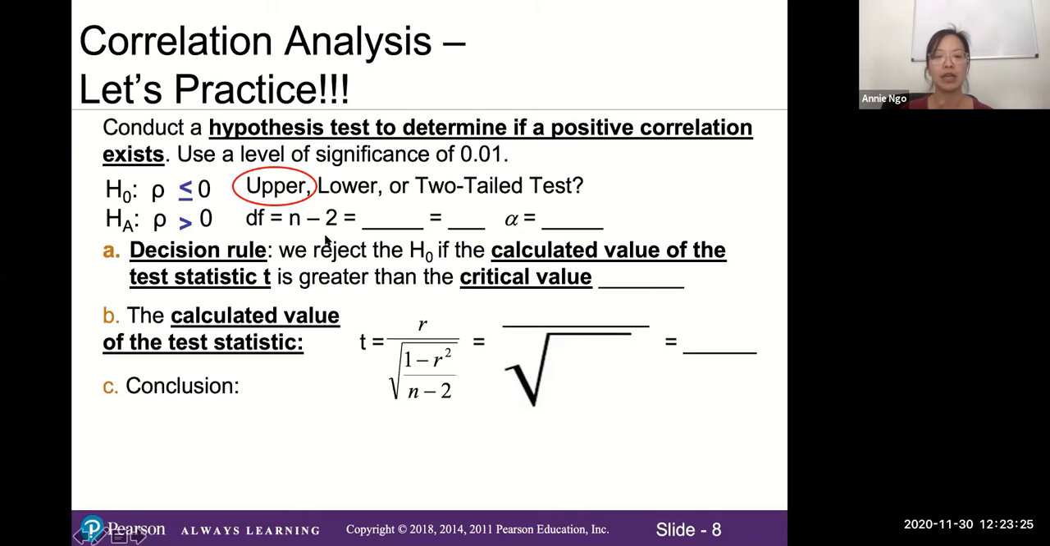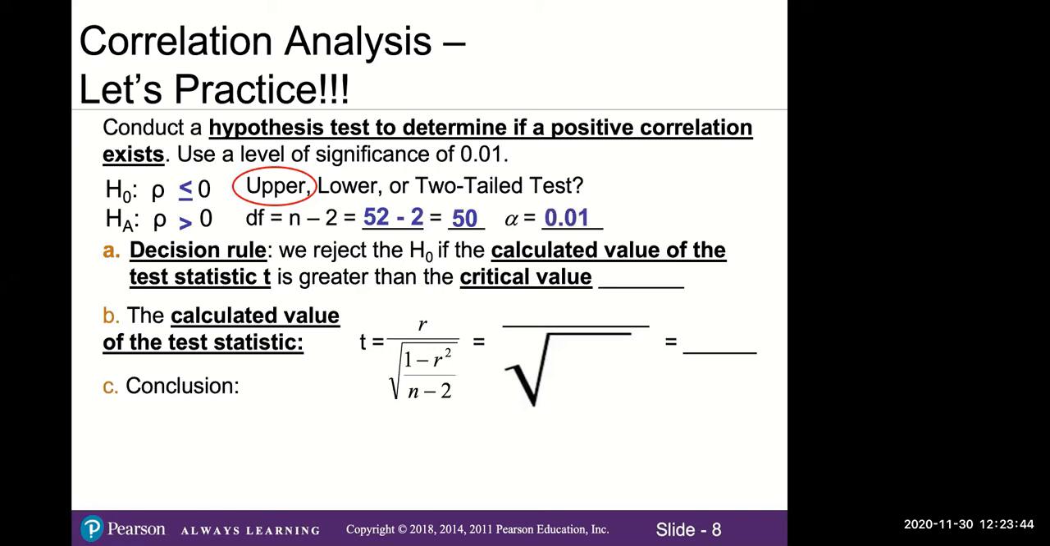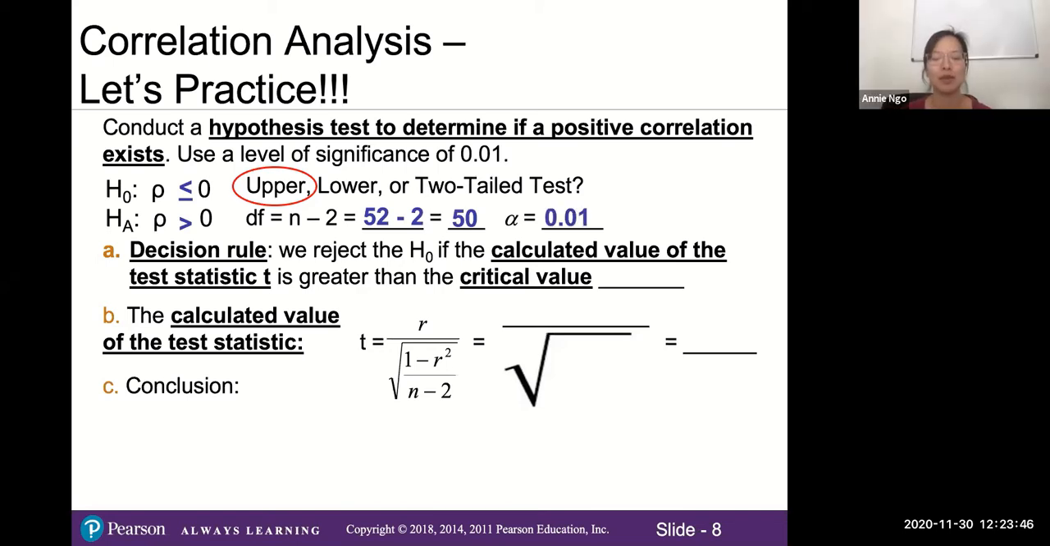Recall that our degrees of freedom is n minus 2. So I think our n, sorry, I can't remember. I think it was 52. Yeah, it's 52. So 52 minus 2, that means our degrees of freedom is going to be 50. And then our alpha is what? 0.01, right? So when I ask that, I'm just making sure we remember these concepts. The more you hear it, the more you practice it, the easier it gets, okay?